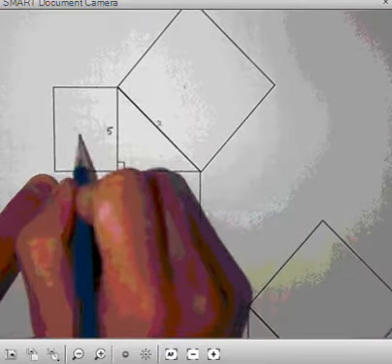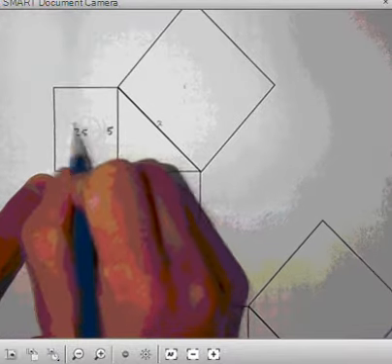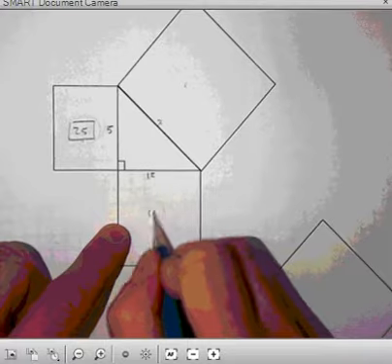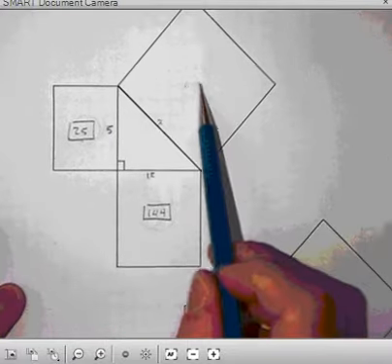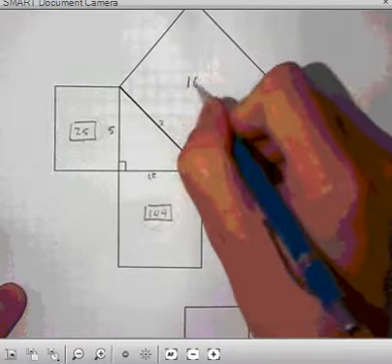So what I'm going to do is find the area of this square. 5 times 5 gives me 25. So this square is 25. 12 times 12 gives me 144. So then what's the area of my larger square going to be? Natalia? All right, so 169.